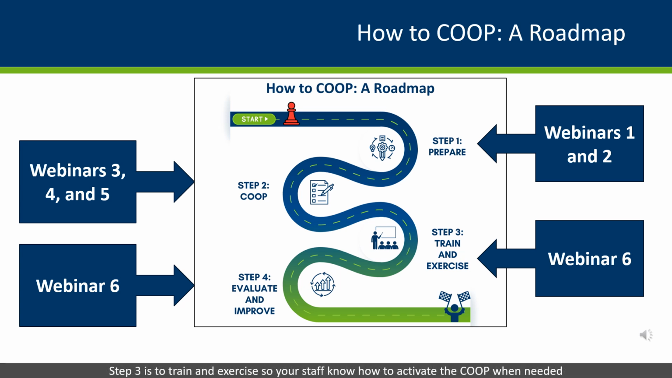Step 3 is to train and exercise so your staff know how to activate the COOP when needed. This will be covered in webinar 6. And finally, step number 4 is to evaluate and improve your COOP plan. This will also be covered in webinar 6. We will refer to this roadmap graphic and the 4 steps of COOP throughout this webinar series.